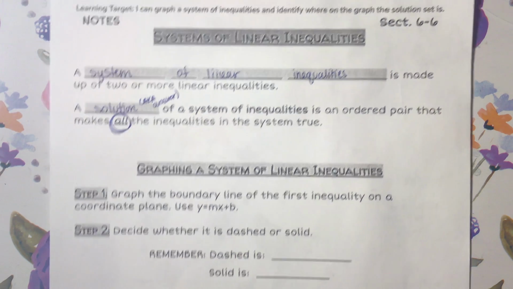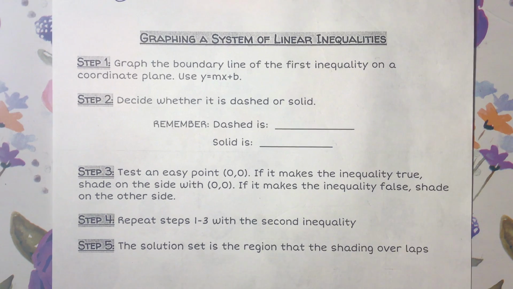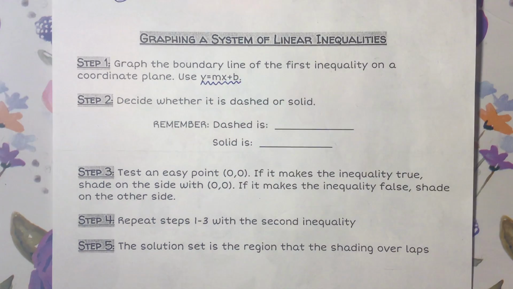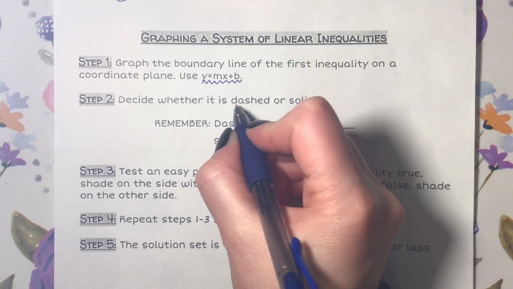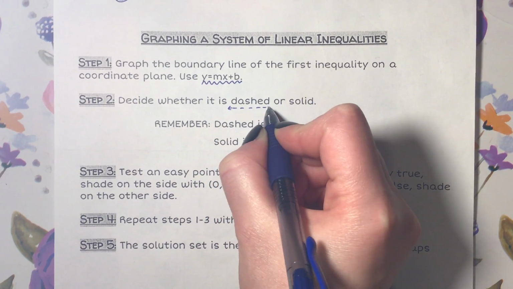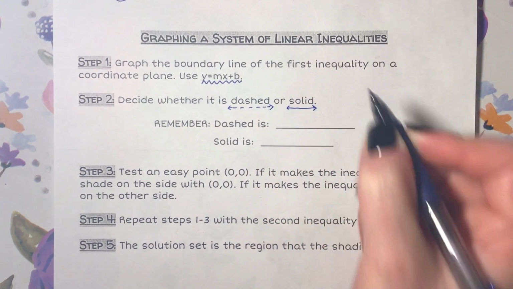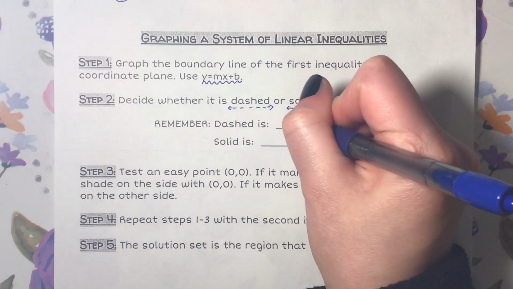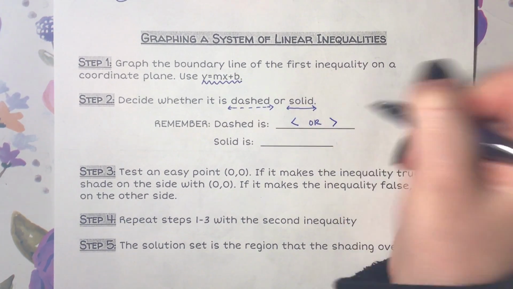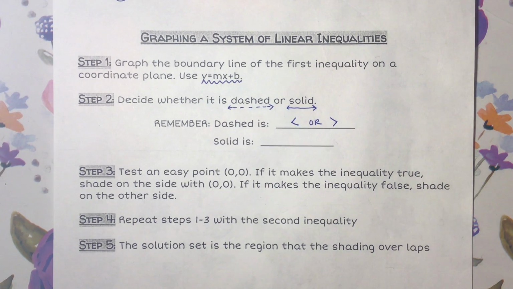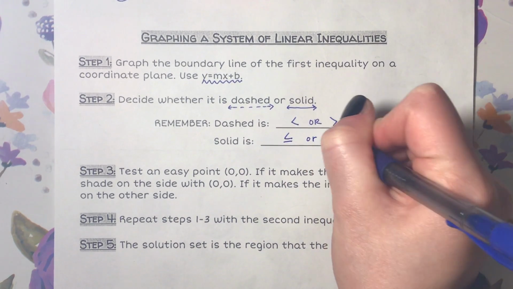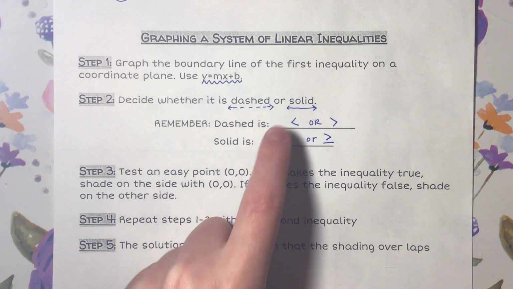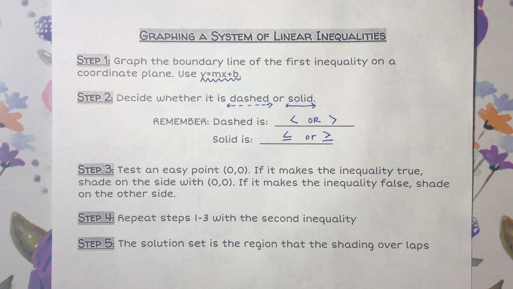So what are the steps to this? This is going to be very, very similar to what we've been doing the past couple days. We're going to graph the boundary line by using y equals mx plus b. We've already done that. Then we're going to decide, is it dashed or is it going to be solid? So you're going to need to look at your inequality symbol for that. If it's dashed, it's going to be a less than sign or a greater than sign. If it's going to be solid, then it's going to say less than or equal to or greater than or equal to. So when there is a line underneath, then you make it solid, and when there's not a line underneath, you make it dashed.